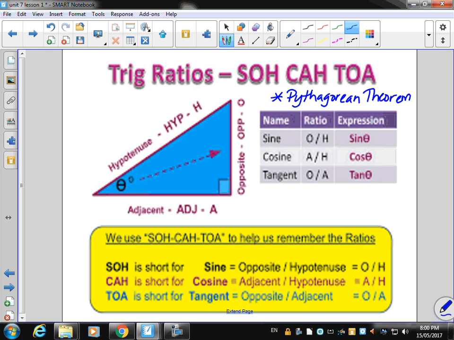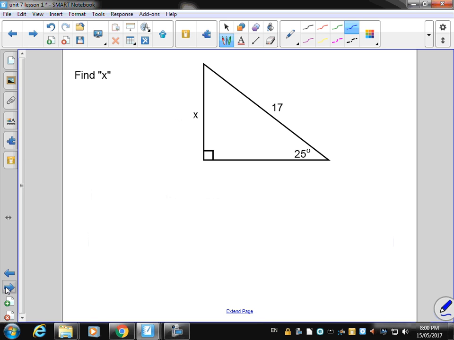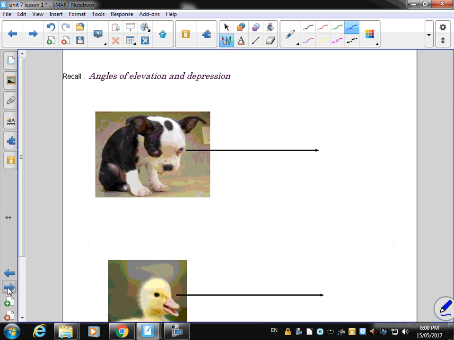So first order of business is to remind you about angles of elevation and angles of depression. I don't think this is in your notes. It wouldn't be a bad idea to just make a note of those two words that we use often when solving trig problems. So the first one is an angle of depression.